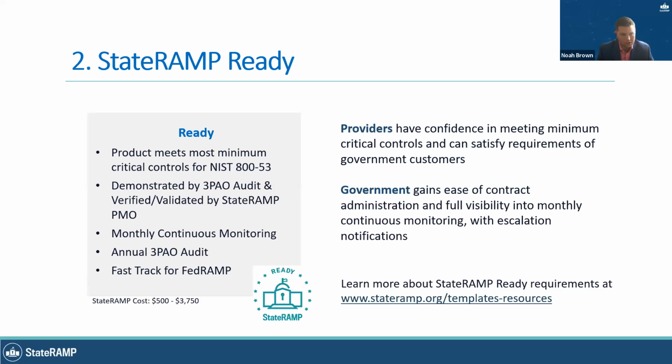Once a provider reaches the StateRAMP Ready state, they enter into monthly continuous monitoring that's turned into us at the PMO so we can relay that information to states. We have an annual 3PAO audit to maintain your ready status. And then we also have a FastTrack to StateRAMP Ready process for those providers who have a FedRAMP Ready status. For StateRAMP Ready, you are not required to have a government sponsor. So going through the StateRAMP Ready process, once you've completed that audit and it's come through the PMO, as long as there are no glaring findings, you'll be able to be awarded a StateRAMP Ready.